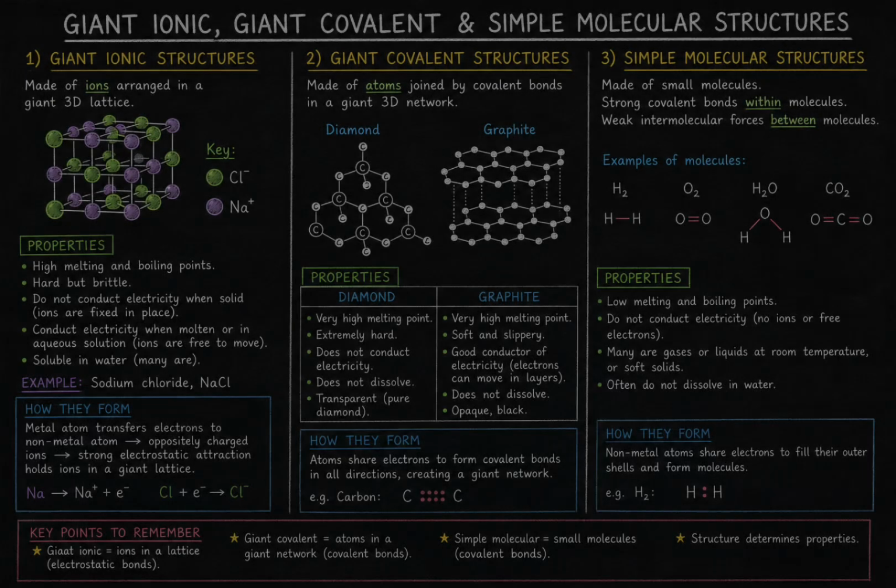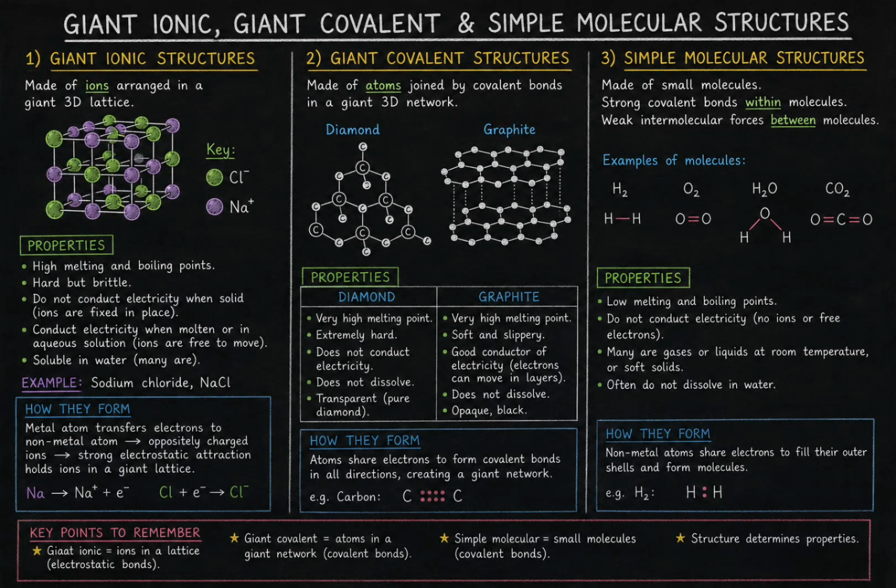Giant ionic structures. First up are giant ionic structures. These are made from positive and negative ions arranged in a giant three-dimensional lattice. The ions are held together by strong electrostatic forces of attraction between opposite charges. A common example is sodium chloride, NaCl.